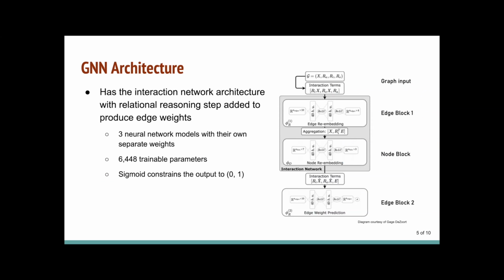So the GNN has the interaction network architecture with a relational reasoning step added to produce edge weights. There are 3 neural network models in this with their own separate weights, 6,448 trainable parameters, and the sigmoid constrains the output to 0, 1.